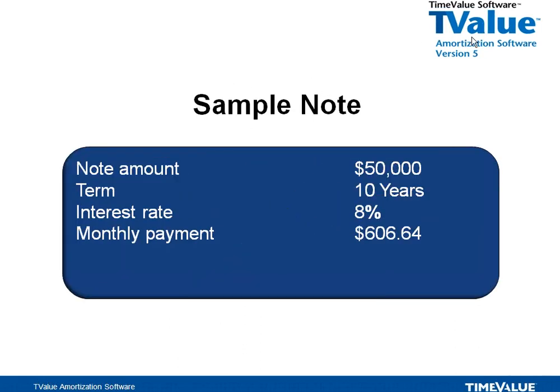So let's go ahead and move on into our sample note. This note is going to be a $50,000 note with a 10-year term, an interest rate of 8%, and our monthly payment, our cash flows, will be $606.64. What I'm going to do is take you over to the TValue product and set up this note, as well as give you a tour of the program. So let's go ahead and switch over to there.